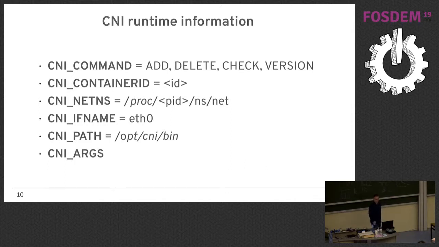Container ID, pretty obvious. Network NetNS, this is the network namespace. IF name, this is the name of the network interface which the container runtime expects us to create. CNI path, this is the path to the CNI plugins directory, and CNI args, this is just some additional information that the container runtime wants to pass to us. In Kubernetes, for example, you can find the pod name that is being created in here.